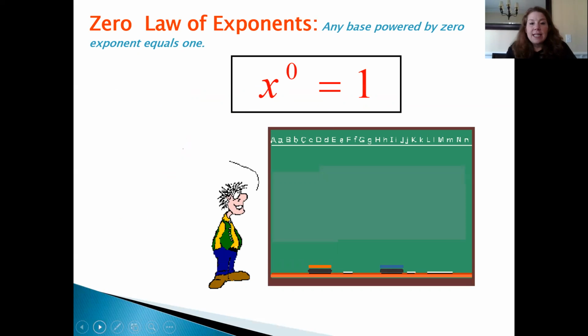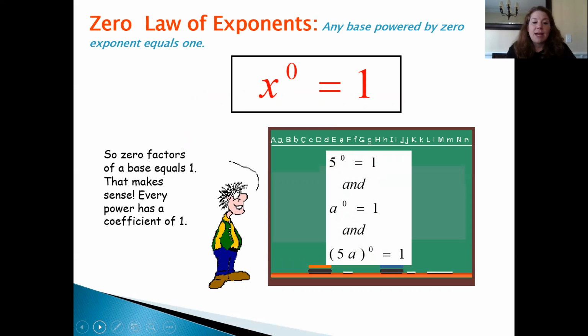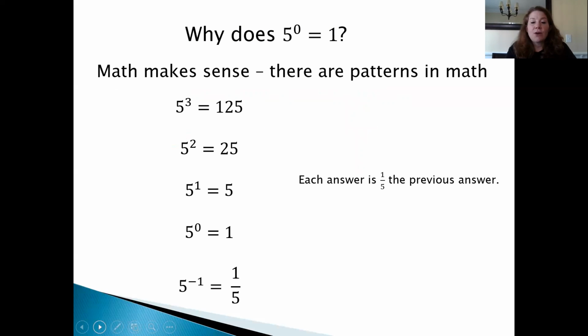Now, when you have a 0 power, anything to the 0 power is 1. So 0 factors of a base equals 1. Every power has a coefficient of 1. You can read this if you want to know why anything raised to the 0 power would be 1. Because in math you have patterns.